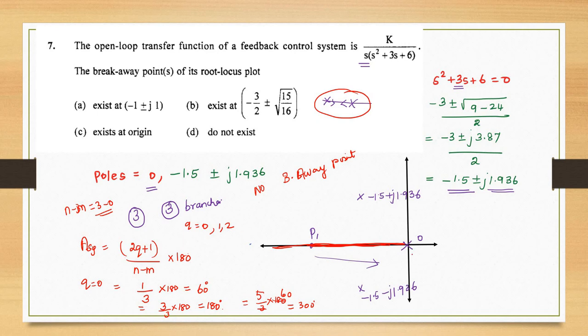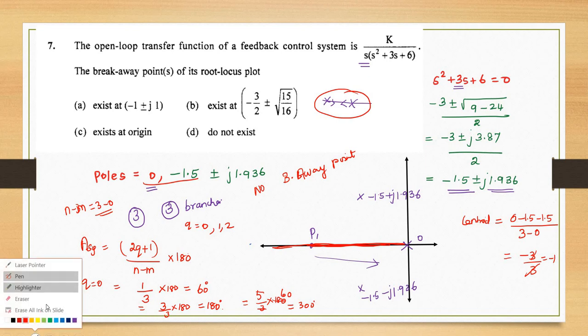And I am going to find out the centroid also. What is the centroid? Centroid is equal to the summation of poles minus the summation of zeros, divided by the number of poles minus the number of zeros. So the summation of poles is 0 minus 1.5 minus 1.5, and there are no zeros available. That gives minus 3 minus 0, so minus 3 by 3, that is minus 1.